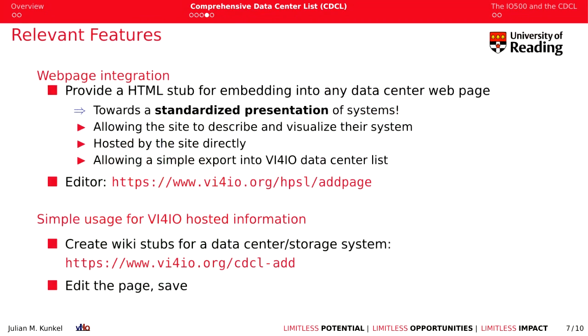What is relevant is that we have an HTML stub as well. So you can go onto a web page, create the system specification, and download this JSON of the system in a standardized representation. Also, we have a small JavaScript library that you can embed in a web page, and then you can visualize your own system. However, you can also use this JSON information, upload it to VI4IO, and create a stub. And then it is publicly shown, as I showed you in some of these results.